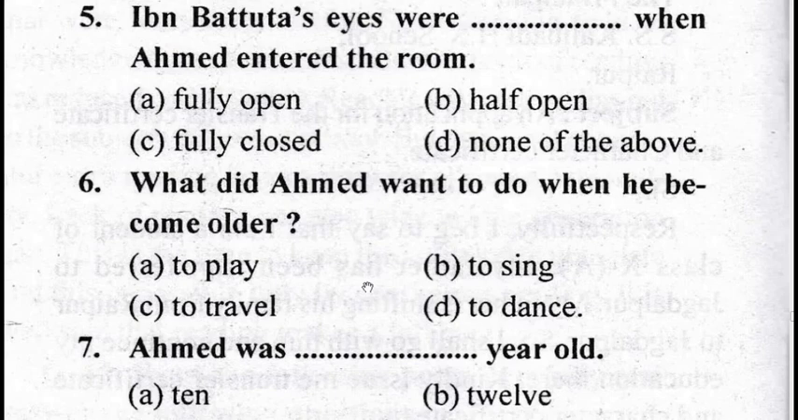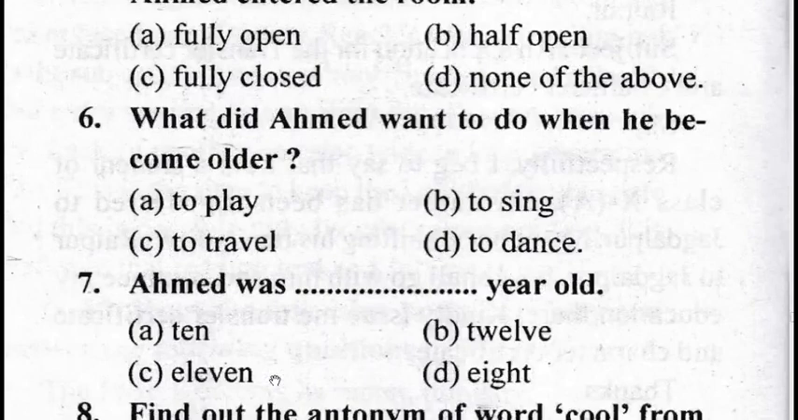Sixth, what did Ahmed want to do when he became older? Here, A. To play. B. To sing. C. To travel. D. To dance. So the answer is option C, to travel. Seventh question, Ahmed was dash years old. So here, A. 10. B. 12. C. 11. D. 8. Correct option is C, 11.